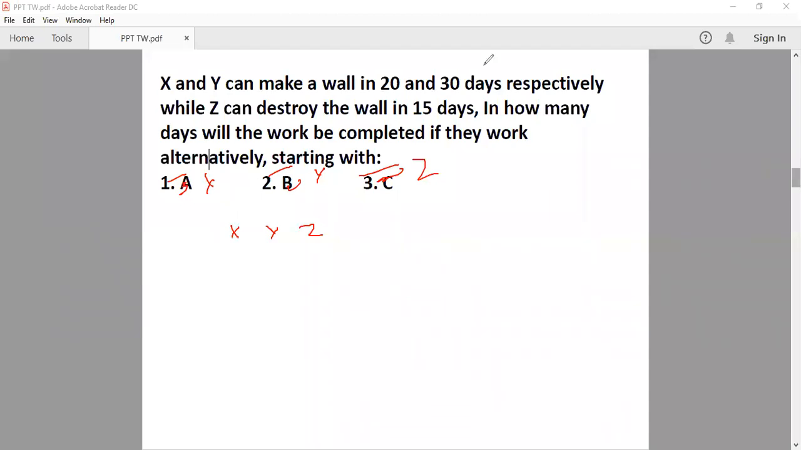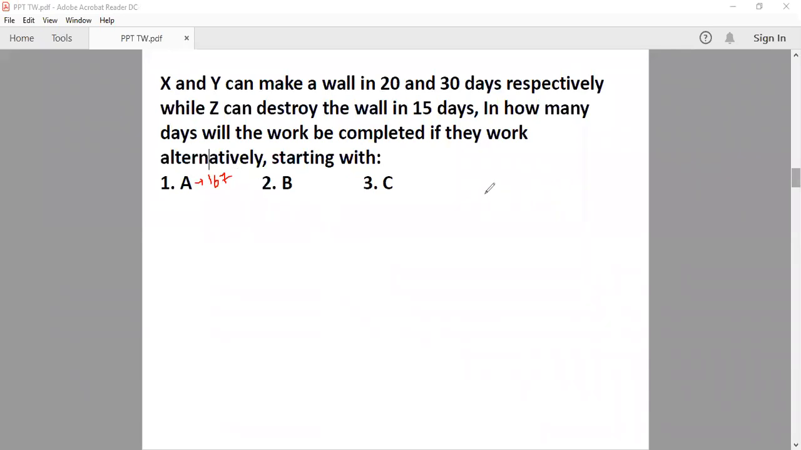Okay, let us discuss all the questions one by one. First of all, I'll solve the one where we start working with, let's say, X. Okay, so the answer to this question is 167. Let's find out how.